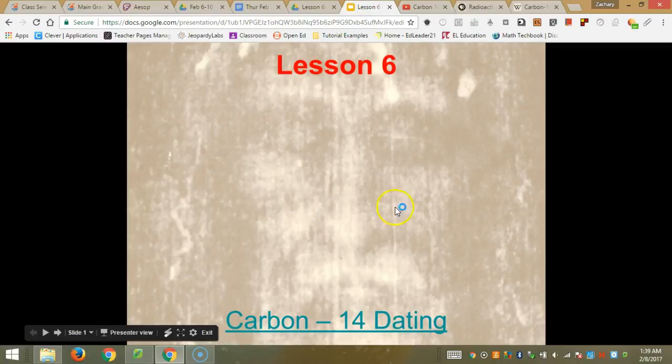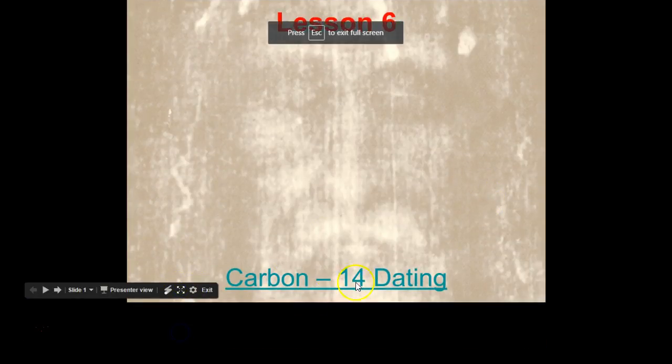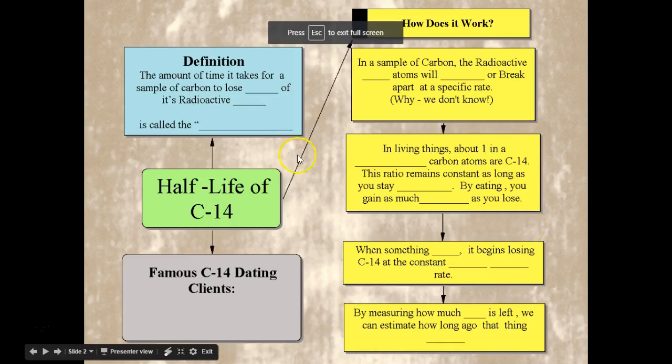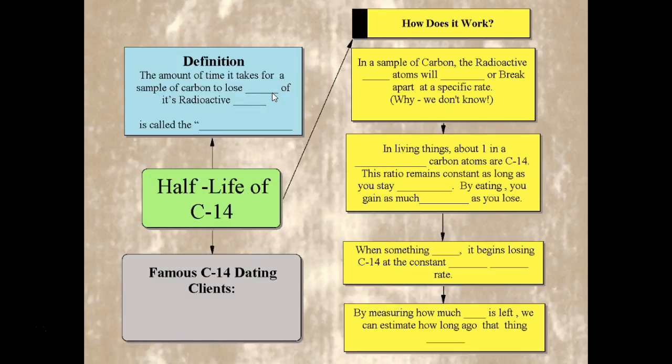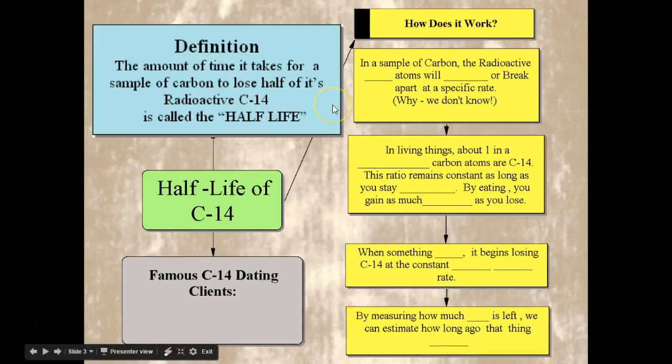All right, so there we go. There's a little intro to carbon-14 dating. Now let's look a little deeper. All right, so the definition for our carbon-14 half-life, as you may have caught from the video, is the amount of time it takes for a sample of carbon to lose half of its radioactive C14. Hence the name half-life.